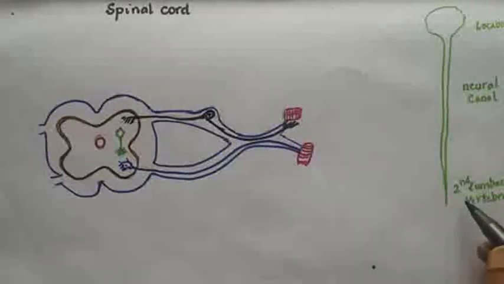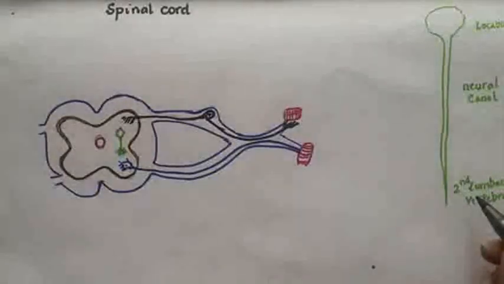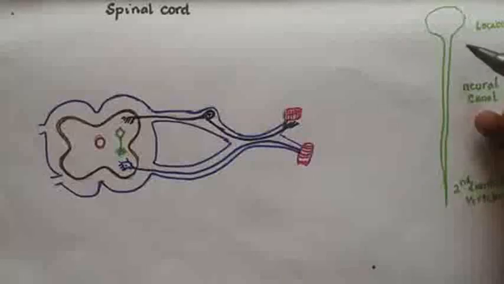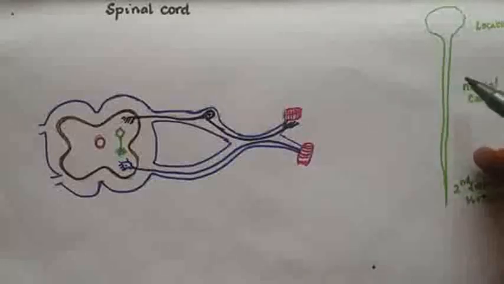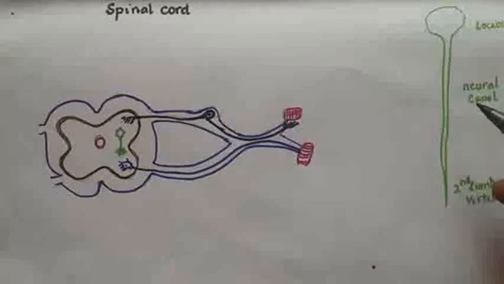Children, if you remember, in the skeletal system, we have learnt about the vertebrae found in different parts of the body, such as in the cervical region, thoracic region, lumbar region, sacral, followed by coccyx. But remember that the spinal cord ends at the second lumbar vertebrae.